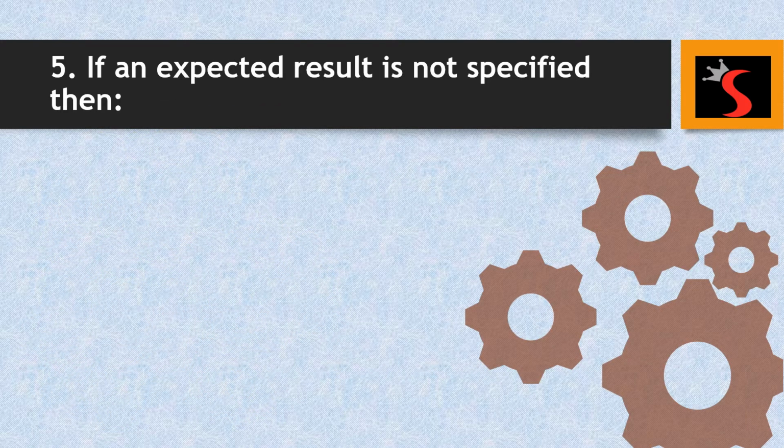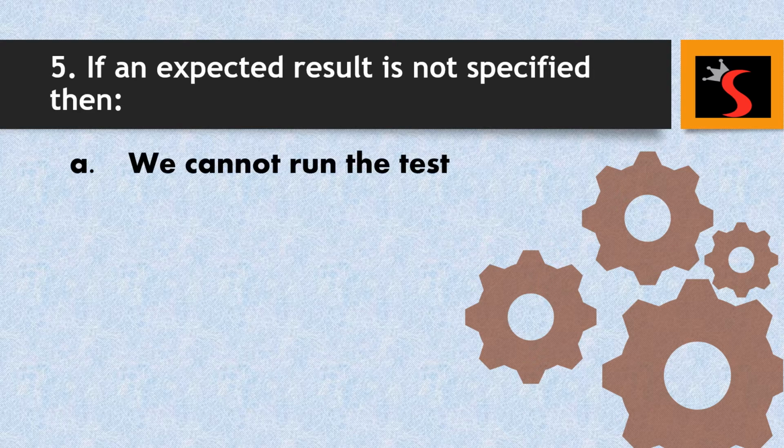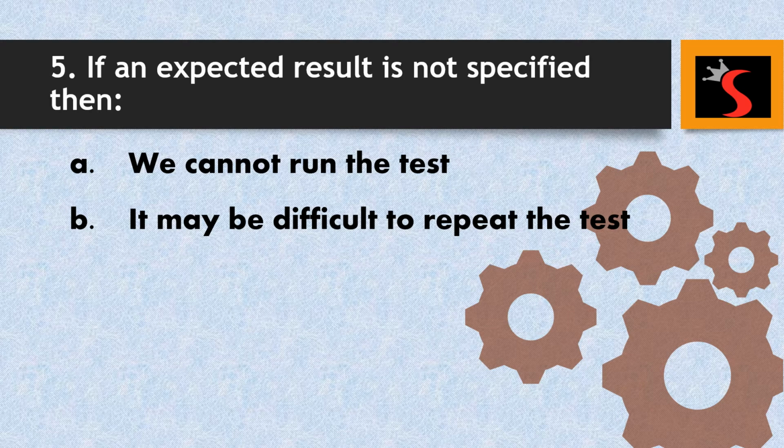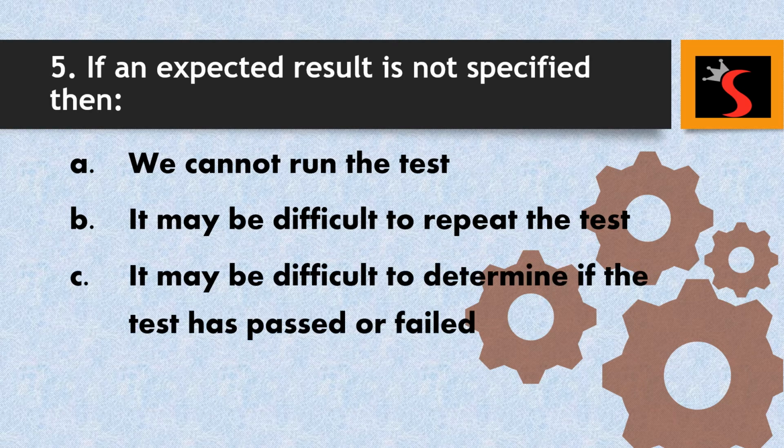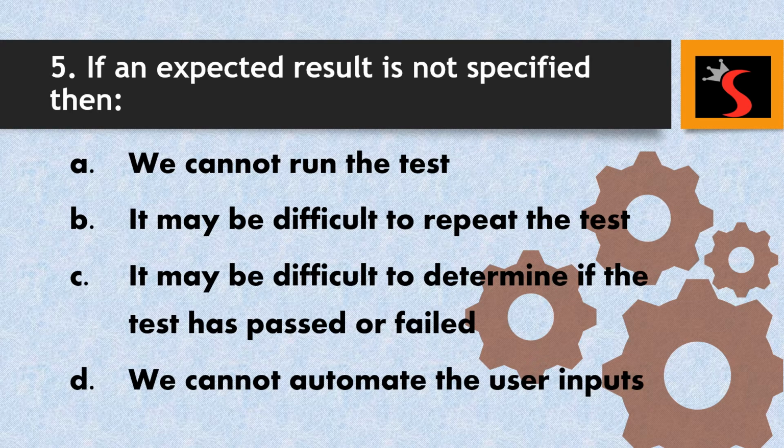If an expected result is not specified, then: A. We cannot run the test. B. It may be difficult to repeat the test. C. It may be difficult to determine if the test has passed or failed. Or D. We cannot automate the user inputs.